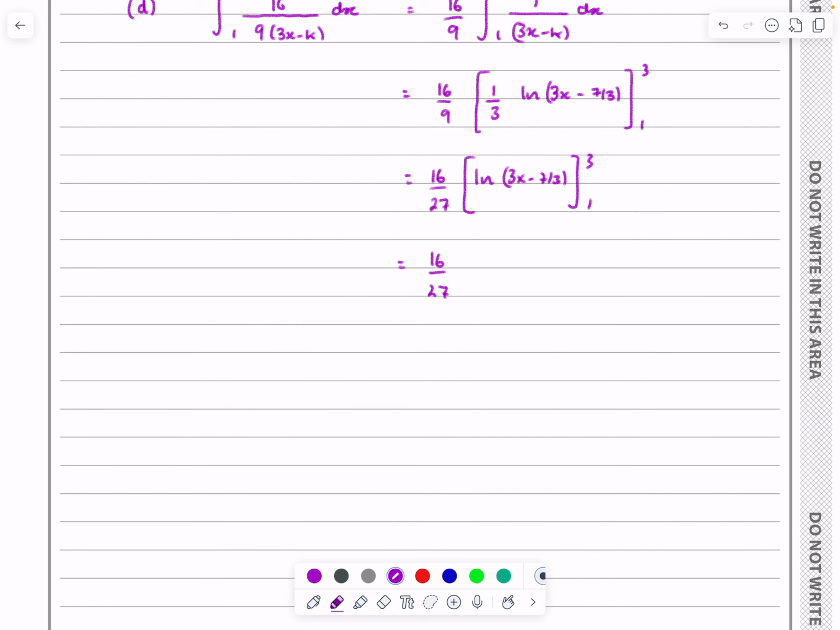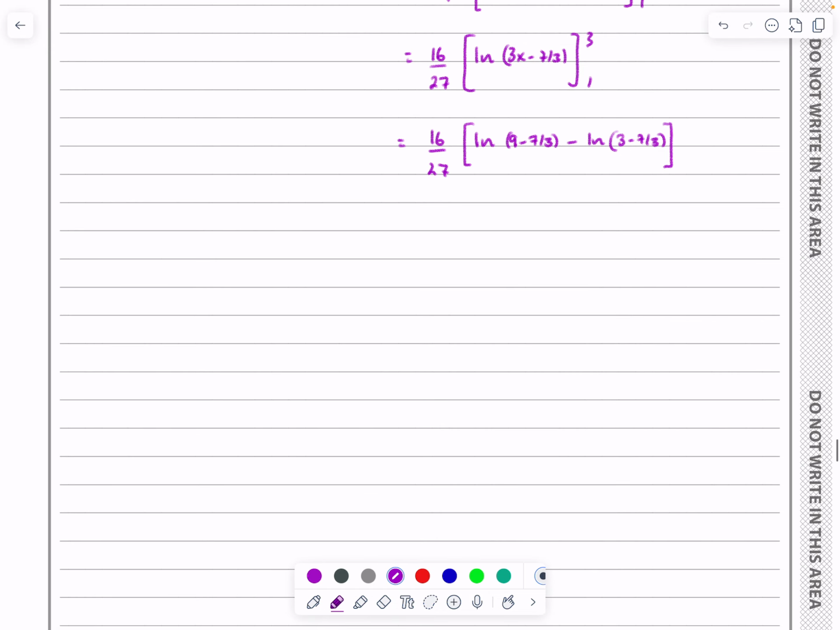So that's 16 over 27. I'm going to get log 9 minus 7 over 3 minus log 3 minus 7 over 3. Okay, now I think you can pretty much put all that into the calculator, but it's 16 over 27 lots of log 9 minus 7 over 3 minus log 3 minus 7 over 3, and that actually does work out to be log 10, so I'm not going to spend any more time messing about with the logs there.